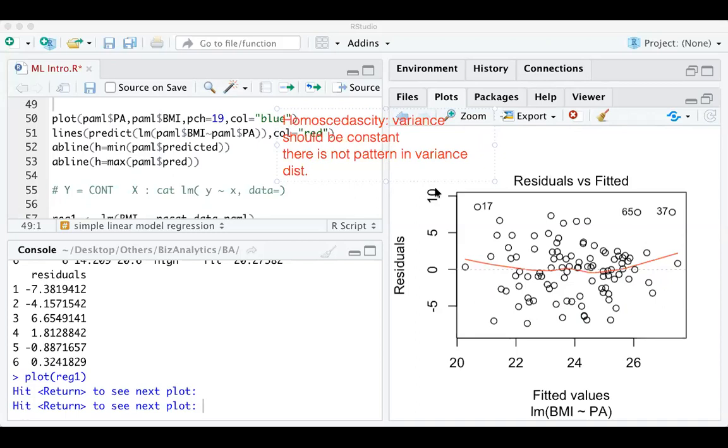But how do you know whether there is a pattern or not? Please understand, read the axes. The x-axis is what we can call fitted values. Fitted values means your predicted values. What about residuals? Residual is nothing but actual minus predicted. So that is what we call your y-axis.